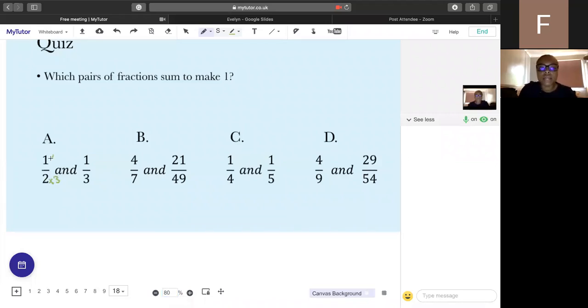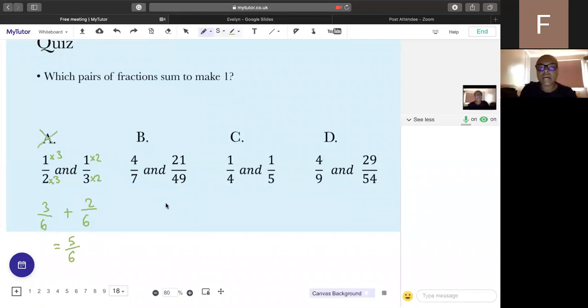So I'm going to multiply both my numerator and my denominator by 3. So I've got 3/6. And then here we need to multiply by 2, so here we've got 2/6. Now, 3/6 plus 2/6 equals 5/6. So this doesn't equal 1, because we want to get to 6/6 if that was the case. And this doesn't equal that, so it can't be A.